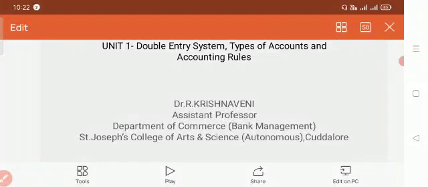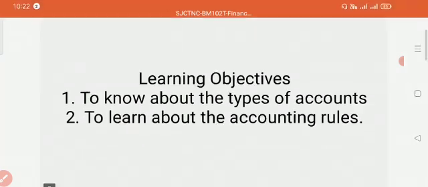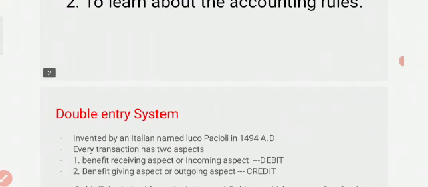In this video, we are learning about double entry system, types of accounts and accounting rules. The learning objectives are to know about the types of accounts and to learn about the accounting rules.